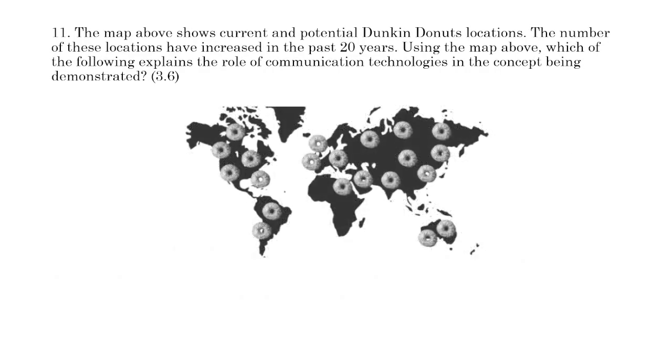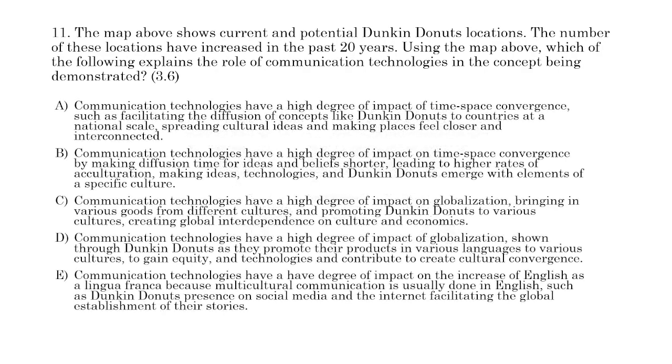It is globalized and it's going to places with a lot of different cultures. So that is true. And that creates a global interdependence on culture and economics. And that is true as well. Because when we see globalization, we see this globalized culture. We see the adoption to different areas. But for the most part, like Dunkin' Donuts is relatively the same across the world.